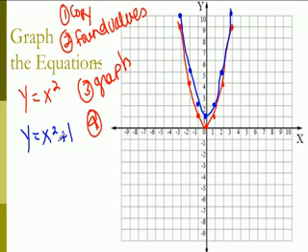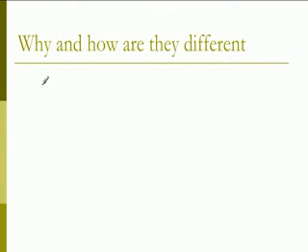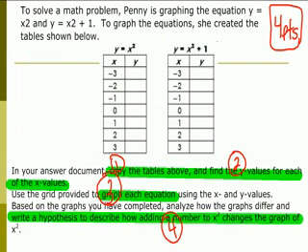So in our equation, this plus 1 tells you where the vertex is going to be, or where it's going to cross the y-axis. So the 1 tells you that it's going to cross the y-axis at positive 1. If it was negative 1, it would cross the y-axis at negative 1. If it was plus 2, it would cross the y-axis at plus 2. So we analyze the graph, so what we need to say is, well, let's see what our question asked us.